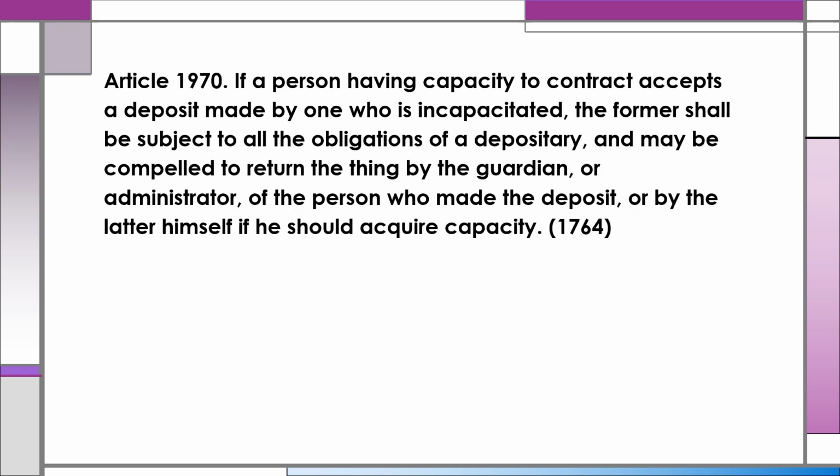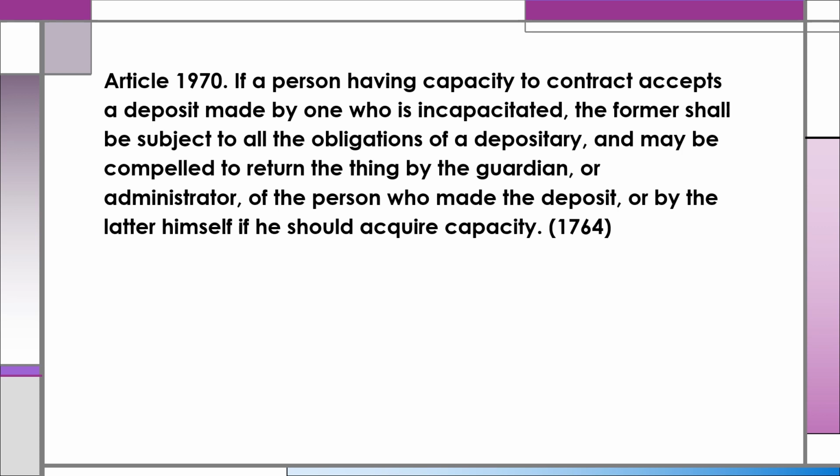Article 1970, if a person having capacity to contract accepts a deposit made by one who is incapacitated, the former shall be subject to all the obligations of a depositary and may be compelled to return the thing by the guardian or administrator of the person who made the deposit or by the latter himself if he should acquire capacity. So, ano yung scenario dito sa 1970? Ang scenario dito, yung depositor ay incapacitated. Pero yung depository ay capacitated. Anong ibig sabihin ng incapacitated?